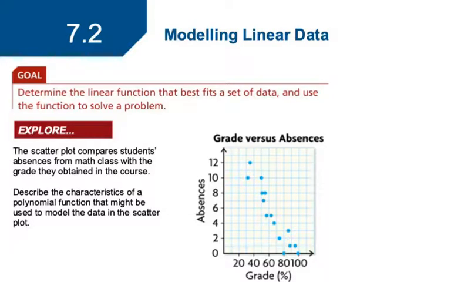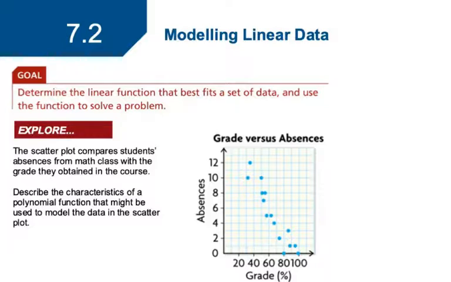So our main task in this unit will actually be taking data and analyzing it. Now that we've looked at the characteristics of different types of polynomial functions, we can take some real-world data and model it that way. So this scatter plot compares the number of absences a student has versus their final grade in the class. And what we want to do is to determine what type of polynomial function actually best suits it. We have lines, we have parabolas, and we have cubics, which are the degree 3.